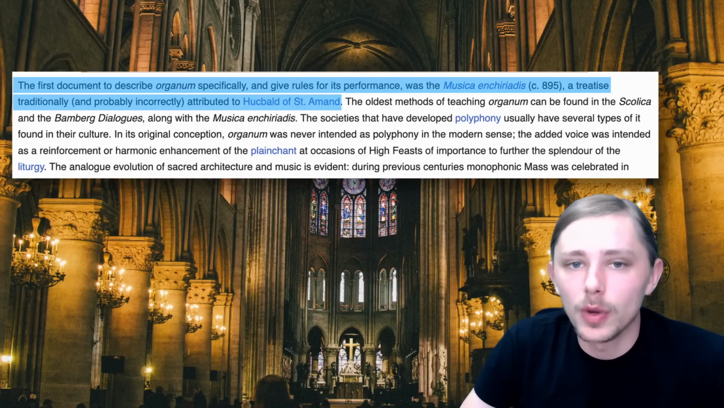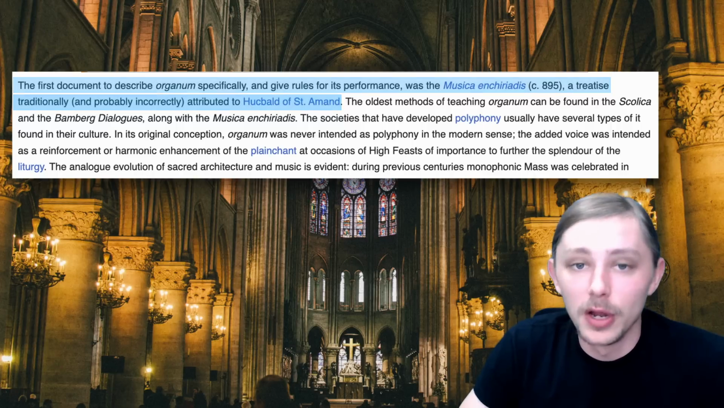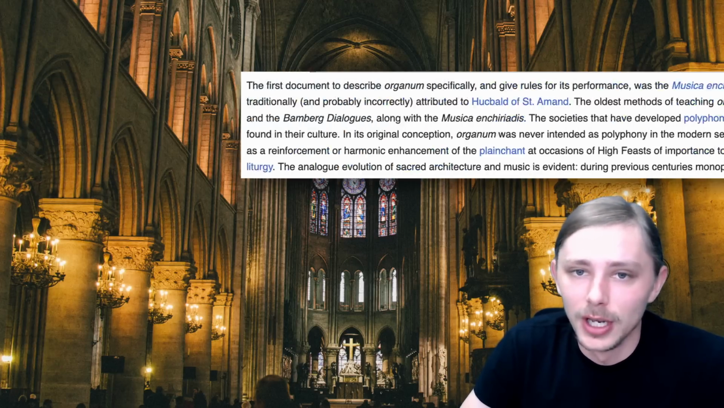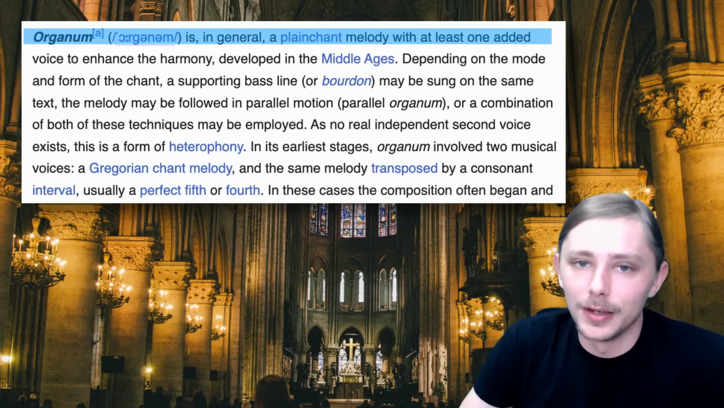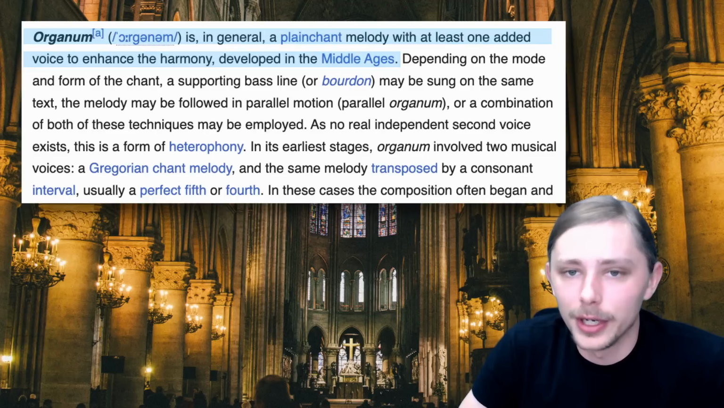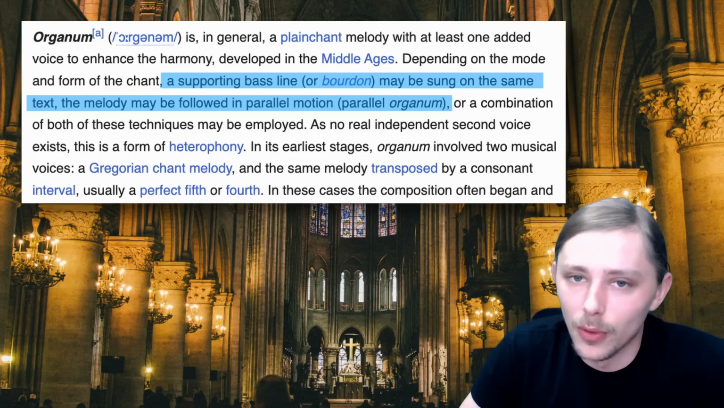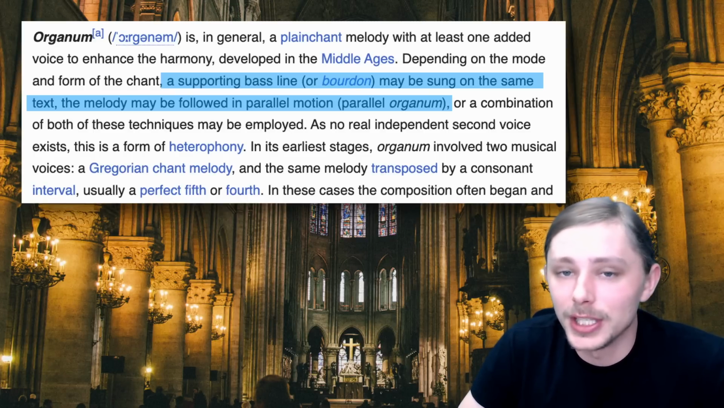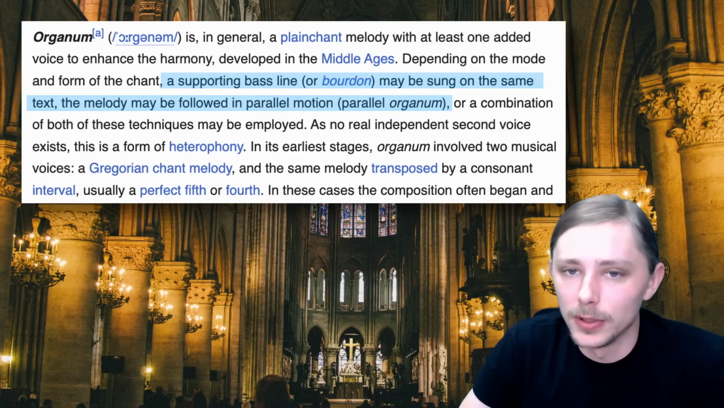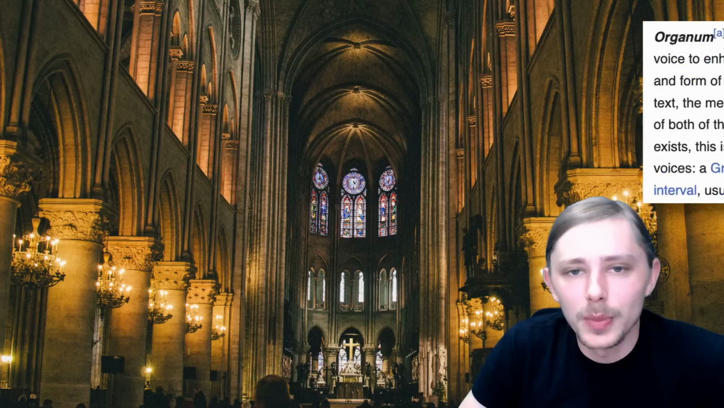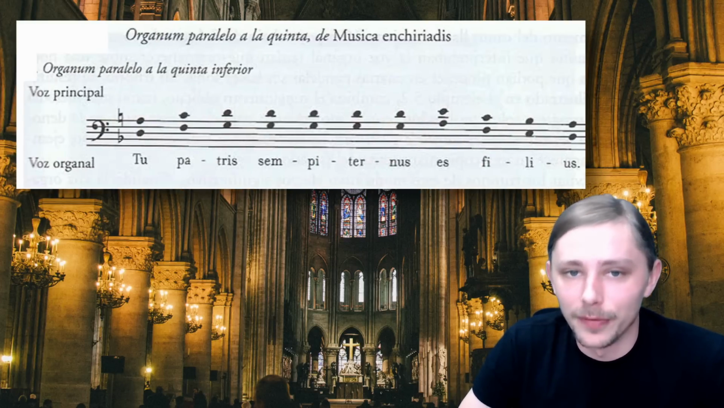Around the 9th or 10th century, the church wanted to spice up plain chant a little bit for large feasts and celebrations. So they added another musical line to plain chant, and this was known as organum. One version of organum that was commonly used was known as parallel organum, in which two voices would sing the same melody separated by an interval at the same time. And one of the most common intervals of parallel organum was, you guessed it, perfect fifths.